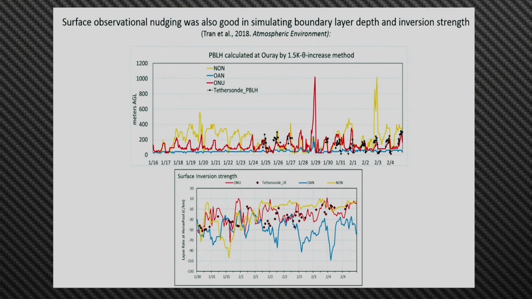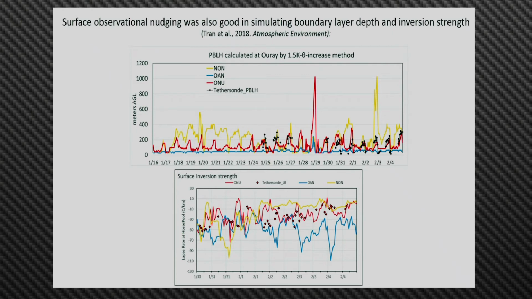Also, the nudging approach helps in simulating the boundary layer depth. This is also another important quantity for chemistry models. And the nudging also helps with simulating the inversion strength. Inversion strength is basically the difference between the temperature at different altitudes. And you can see here the dot is the measured inversion strength.